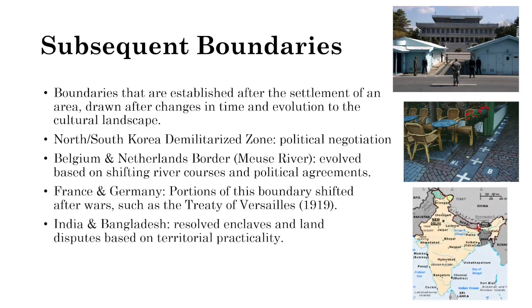India and Bangladesh has changed. It resolved enclaves and land disputes based on territorial practicality. Basically, India claims certain land and Bangladesh also claims certain land, and they resolved it and disputed it here. And we can see here that India kind of surrounds Bangladesh a little bit here on both sides, and that was kind of the compromise that they had here.